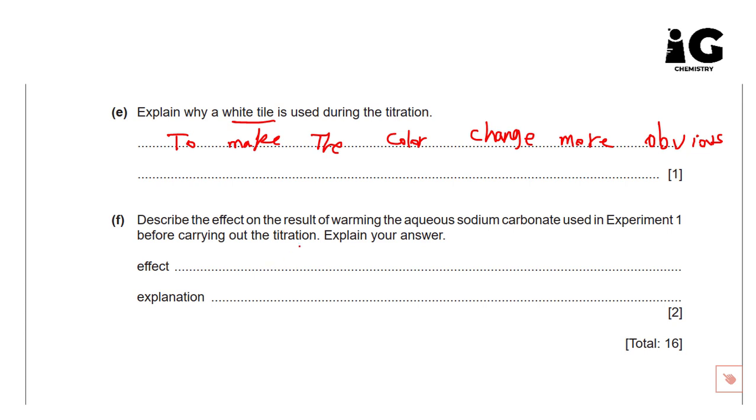Letter F, describe the effect on the result of warming the aqueous sodium carbonate used in experiment 1 before carrying out a titration. Explain your answer. So here we need to describe the effect on the result. This is really important to focus on. If we warm, everyone knows that it could increase the reaction rate, so the whole process will be done faster than before. But what about the results we recorded in the table? Do you think warming aqueous sodium carbonate will disturb the results? Actually, there is no effect on the results. The whole process of the reaction may be faster, but the results will be the same.